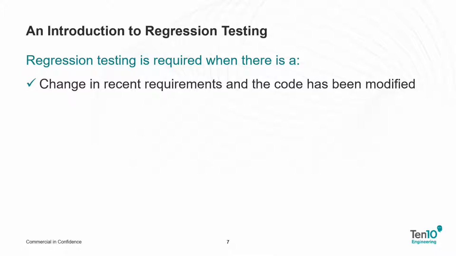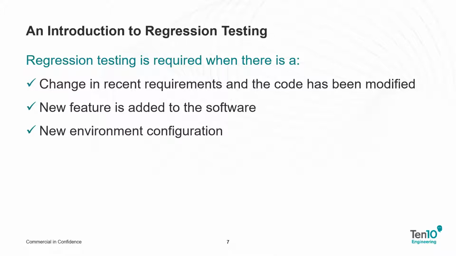Change in recent requirements and the code has been modified. We would typically look to execute a targeted regression suite around these specific changes within the system. This allows for a risk-based approach to testing, so we are not incurring any unnecessary costs for tests that aren't required. When there is a new feature to be added in the software, this could potentially be a broader set of regression tests but still targeted around the new feature to ensure a wide coverage.